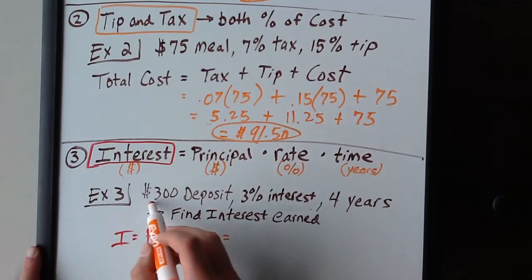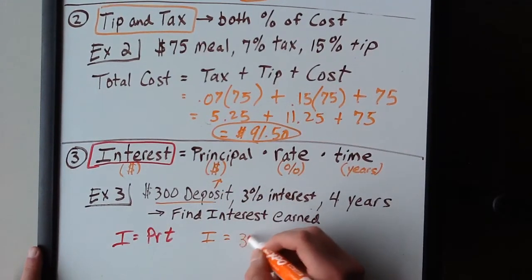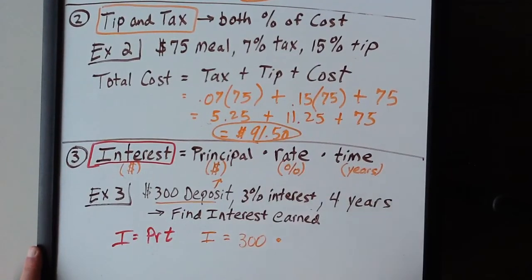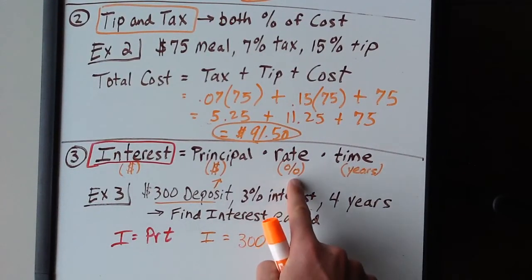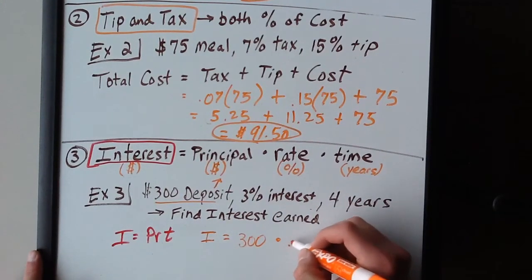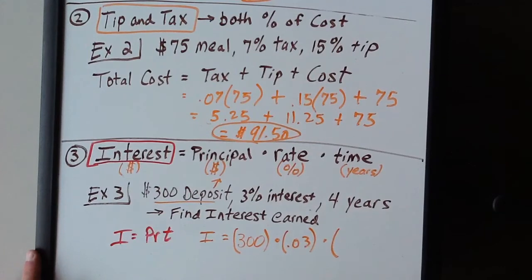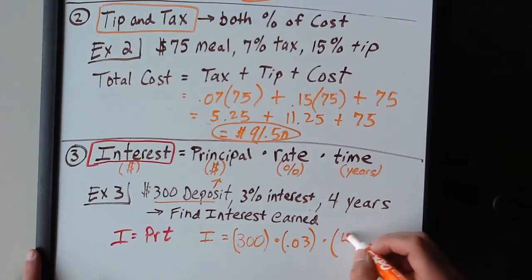Well, this deposit right here, this is our principal. This is the amount deposited, so that's 300. We're going to multiply that by the interest. The interest is in percentage, but remember to put it into the formula, you need to put it in decimal form. So 3% is 0.03, and I'm going to put these in parentheses to show multiplication. $300 deposit, that's the principal, 3% interest, that's rate, and then 4 years, that's our time.